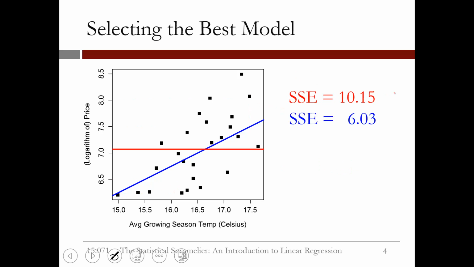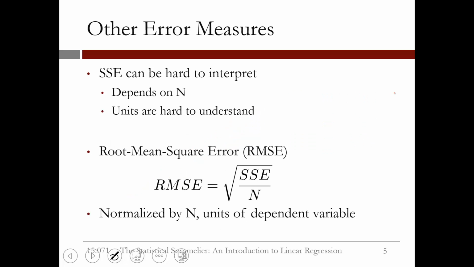We can compute the sum of squared errors for both the red line and the blue line. As expected, the blue line is a better fit than the red line, since it has a smaller sum of squared errors. The line that gives the minimum sum of squared errors is shown in green. This is the line that our regression model will find. Although sum of squared errors allows us to compare lines on the same data set, it's hard to interpret for two reasons. The first is that it scales with n, the number of data points.